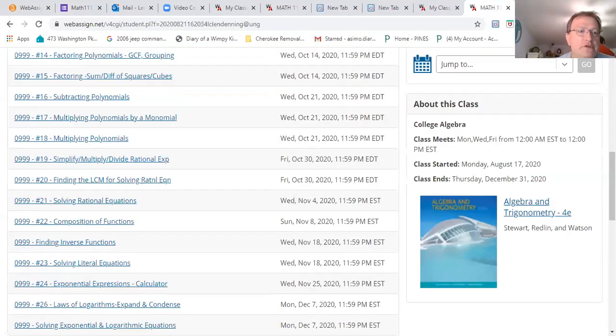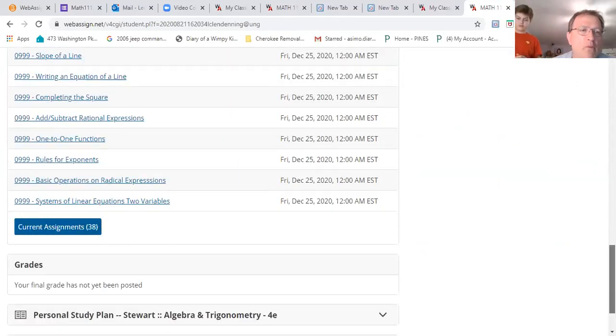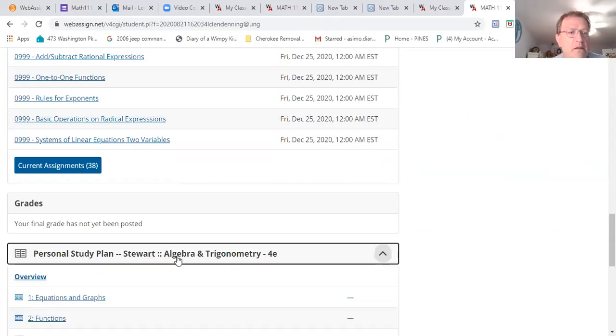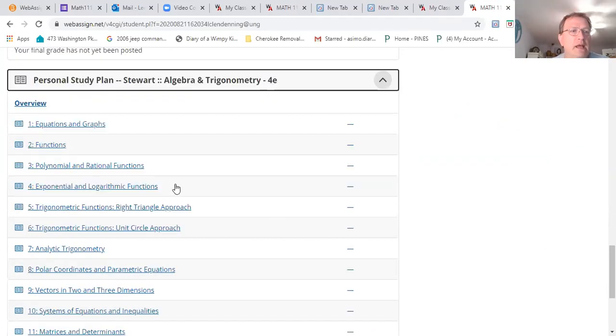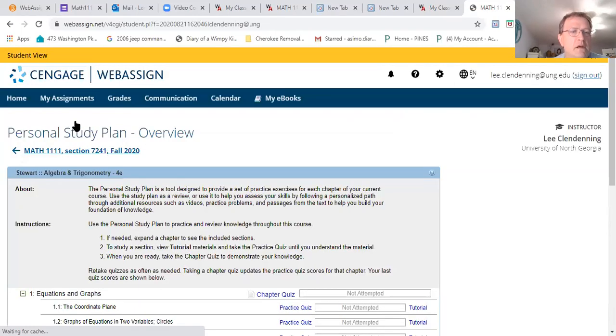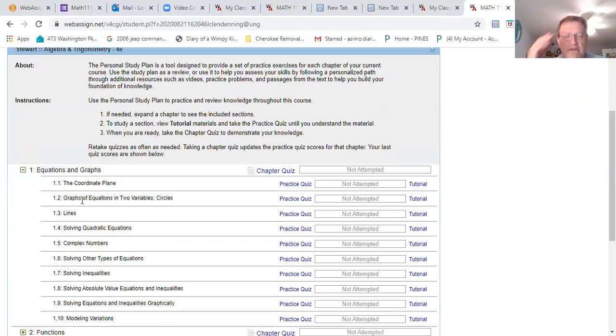Okay, I'm going down to, see, this 0999 is our learning support, and so I'm not supposed to sign that. We do that in a co-requisite kind of thing where there are some people whose scores are low enough they have to take the 0999 together with the college algebra. Y'all are above that. So I found my way to personal study plan. And yeah, we're in equations and graphs. This week we're working on 1-1 and 1-2, and that took so much time and effort, I've totally forgotten what the question was.